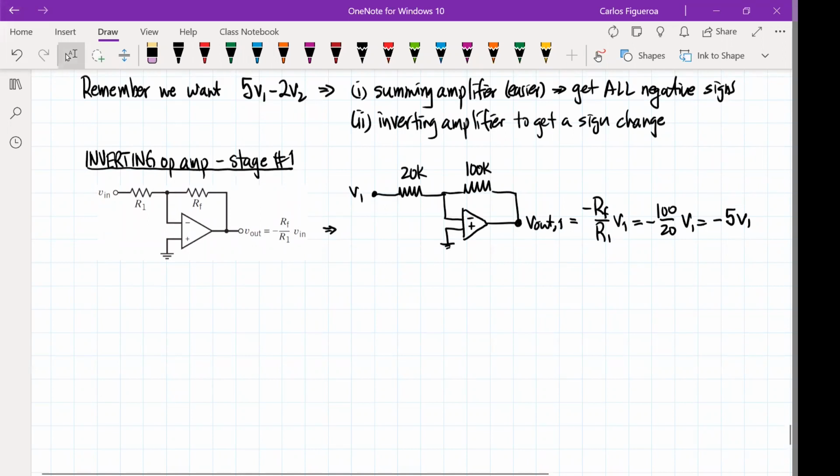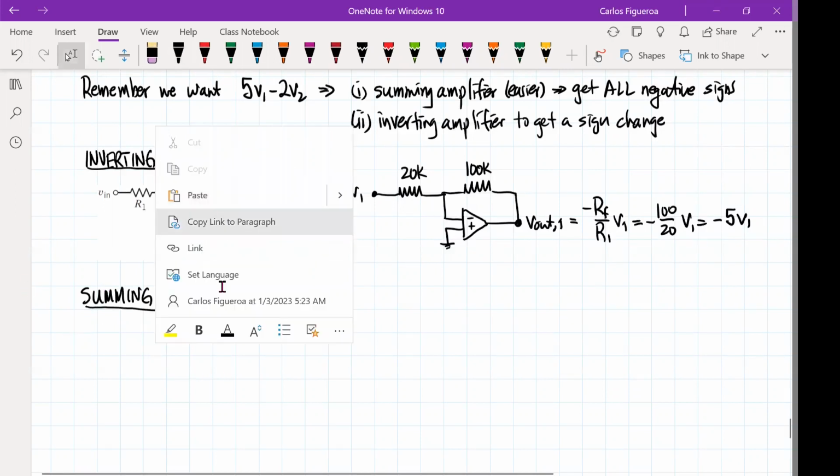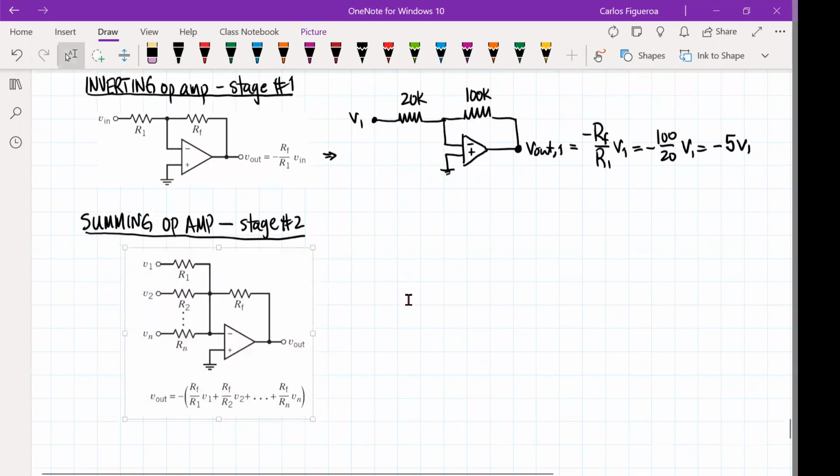Now I'm going to use the summing op amp here. So let's go look at that. So now I'm going to have a summing op amp, and this is what I'm going to call stage number 2. So when I look at the summing, this is what I see. So now what I've got to do is convert this. One of my inputs right here is going to be my minus 5V1.